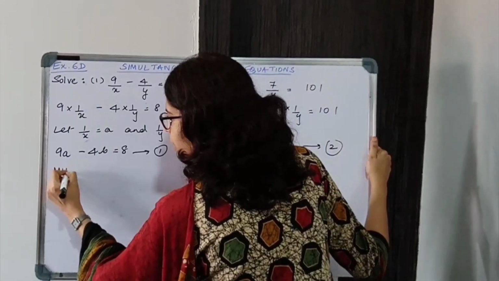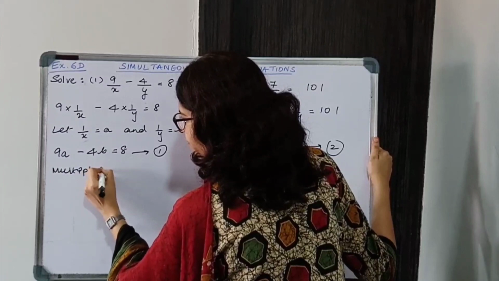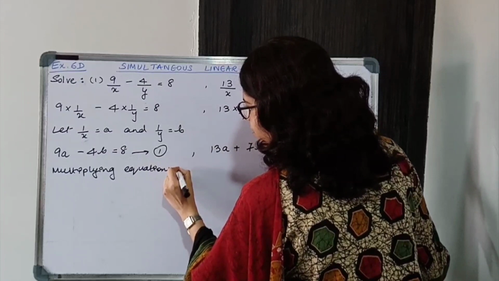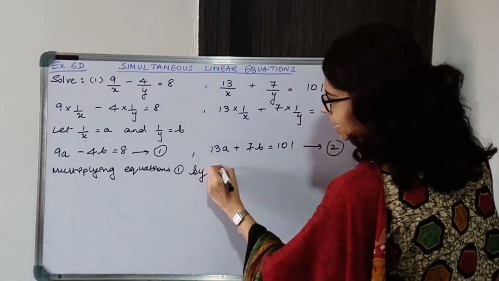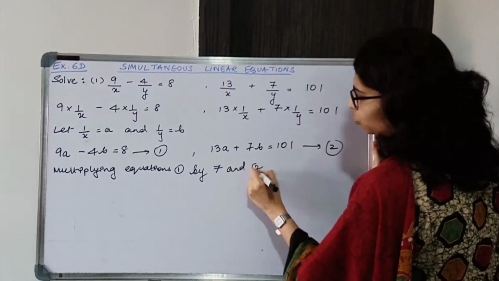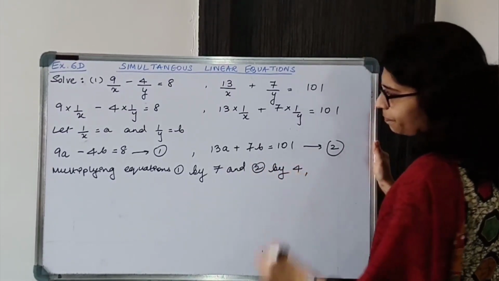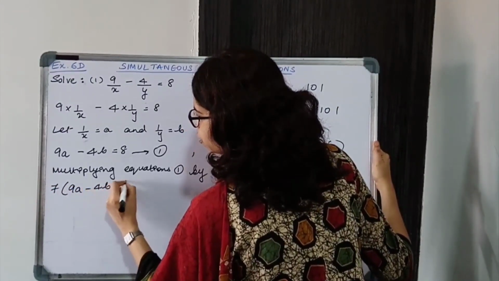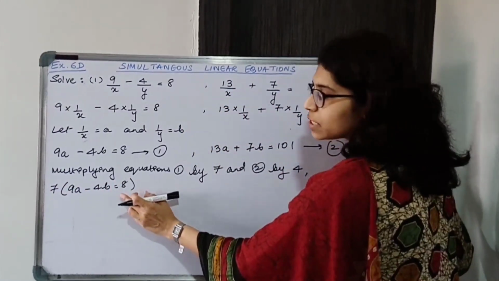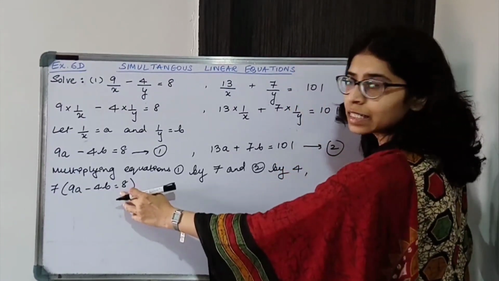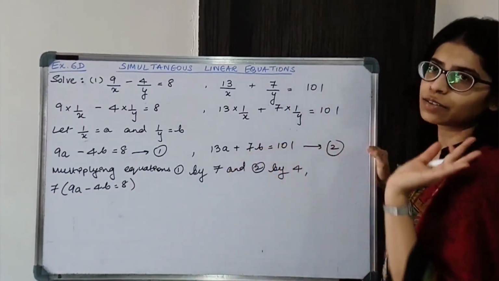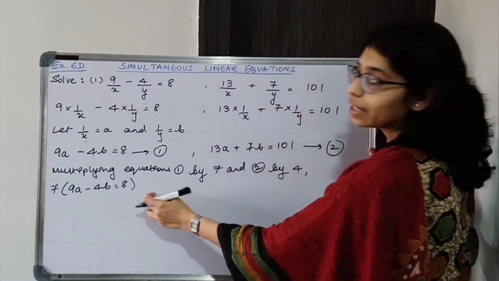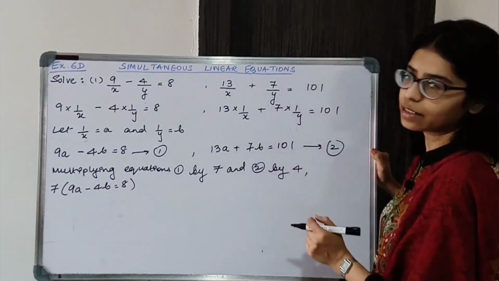So multiplying equation 1 by 7 and 2 by 4. So we multiply 1 by 7, so 7 into 9a minus 4b equals 8. Don't forget this part. Okay, sometimes you forget this part. If you don't multiply here, then this number will remain as it is. Your answer will go wrong. Okay, so don't forget to multiply this number by the entire equation. Not only the LHS, you have to multiply the RHS also.